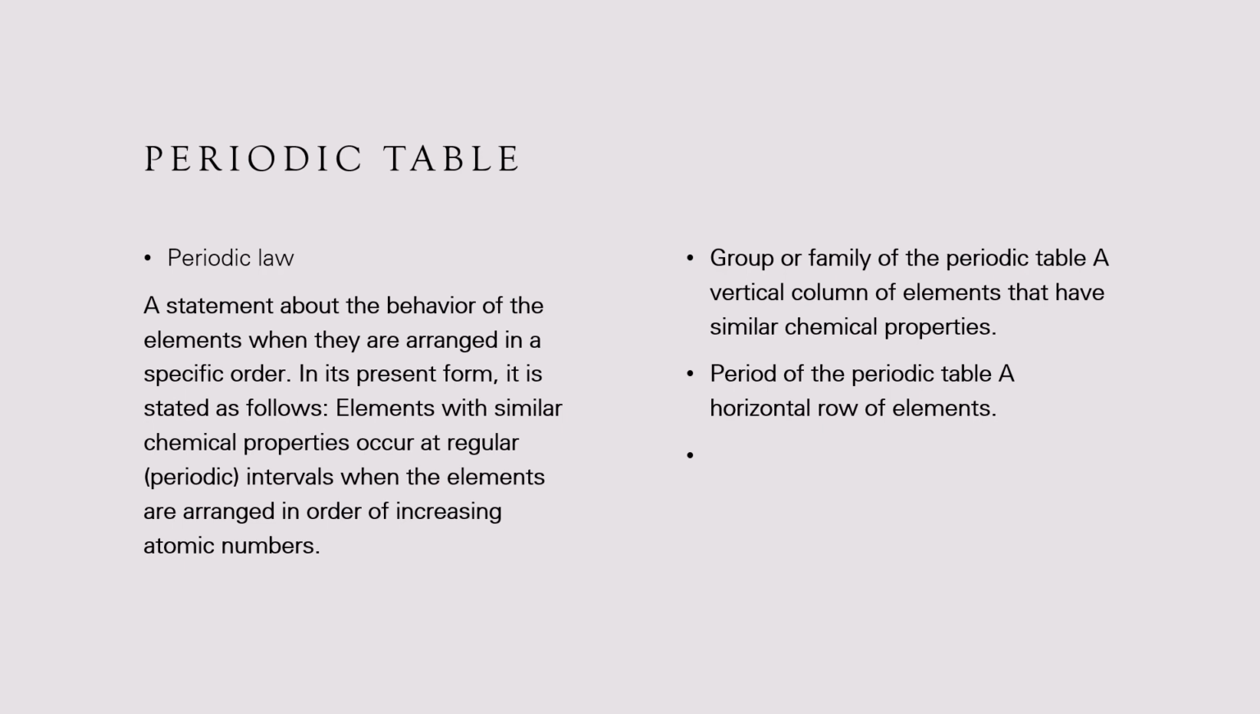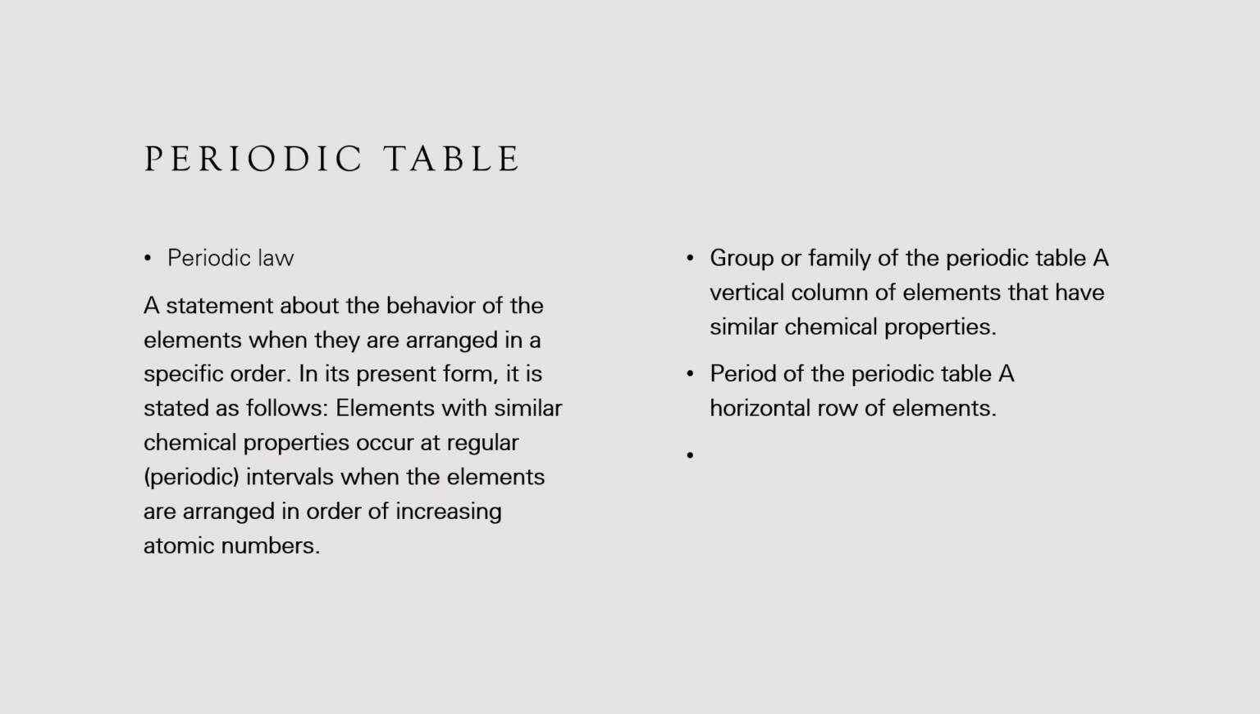So the periodic law is the statement about the behavior of elements when they are arranged in a specific order. Whenever you arrange elements in a specific row or a specific column, they have similar properties. That's why we study them collectively. In its present form, it is stated as: elements with similar chemical properties occur at regular intervals when the elements are arranged in order of increasing atomic numbers, as I described earlier.